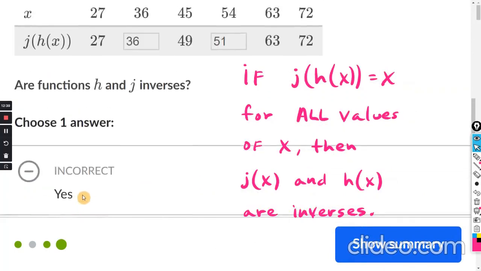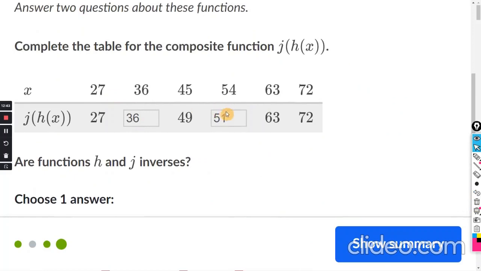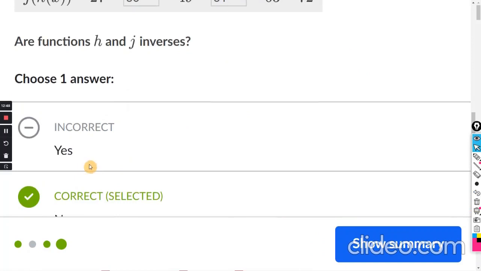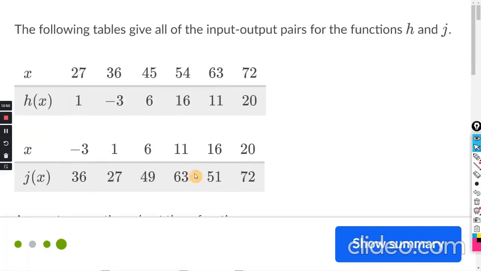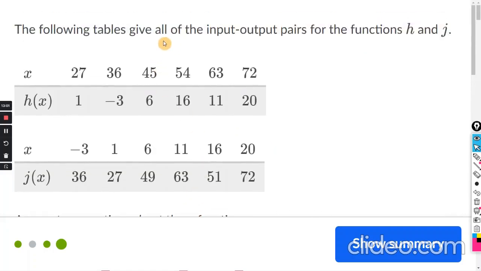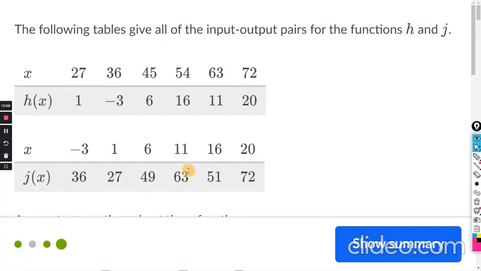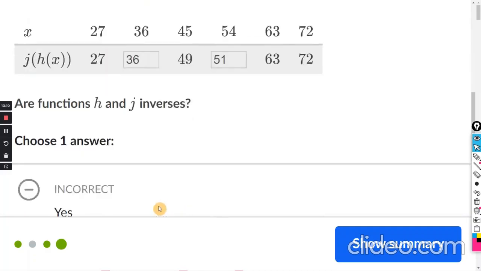Okay, so if all of these values had matched, then they would be inverses, and the answer would be yes. Okay, see, at the beginning of the problem, they gave us all of the input values for h and j, but one of them didn't match, so the answer is no. If they hadn't given us all of the values and all of these matched, then the answer would be maybe. But since they said all of them and one of them didn't match, the answer is no.